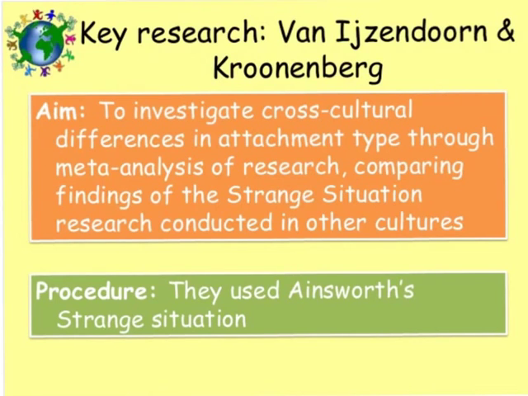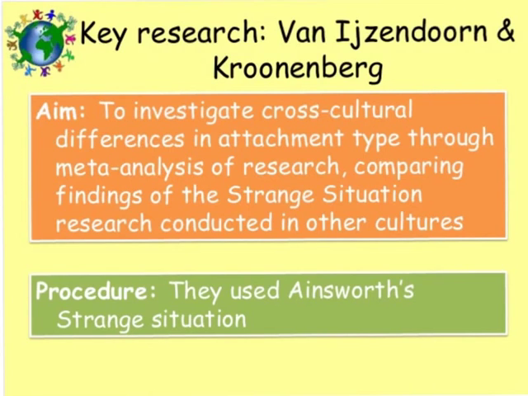Now they used what you call a meta-analysis methodology, which is where they research the statistics from other studies that have already been conducted and come up with conclusions. And what they're looking for here is percentages, proportions of secure, insecure avoidant and insecure resistant attachment types across a different range of countries. So a meta-analysis is looking at numbers of studies that have already happened, sort of the results section of studies.